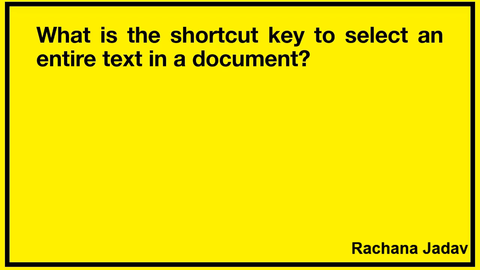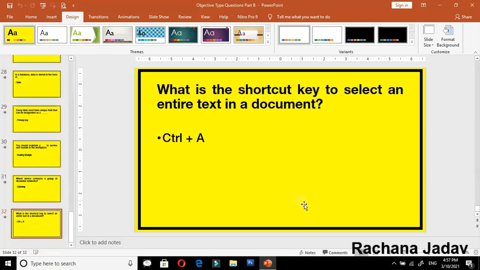Next, what is the shortcut key to select an entire text in a document? To select the whole text in a document, we are having the shortcut key, that is Control plus A. And even you know that triple click on the selection bar, the selection area you get near the ruler, when you keep the cursor there and triple click, then the whole document will be selected. So hope you all have understood, and yes, I've completed. Thank you.